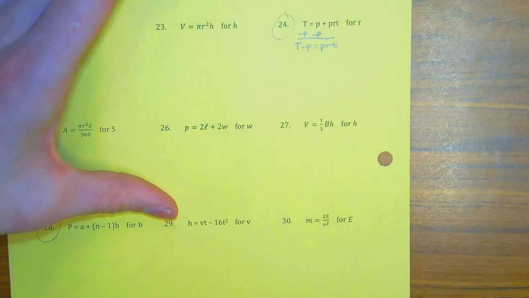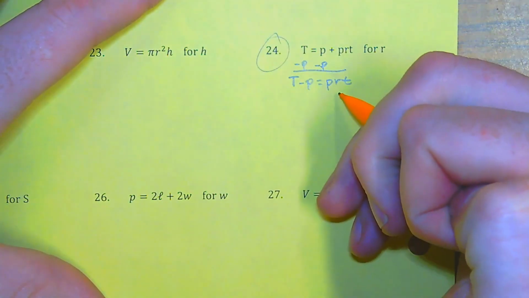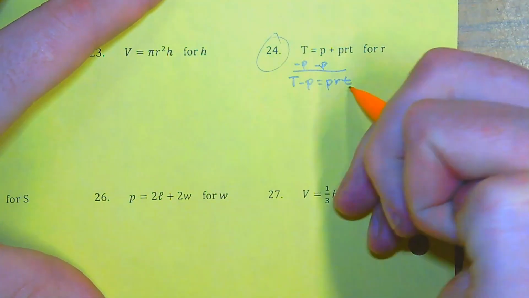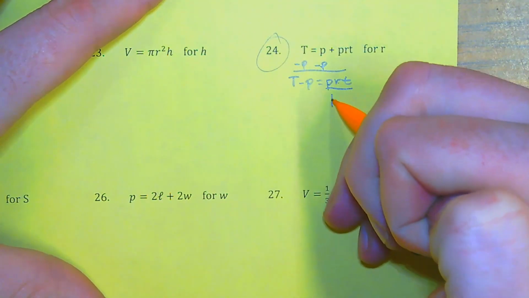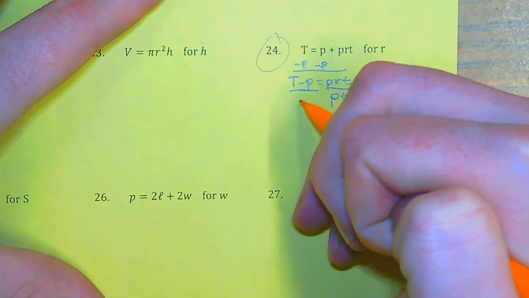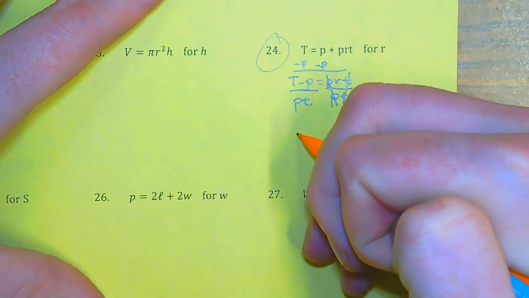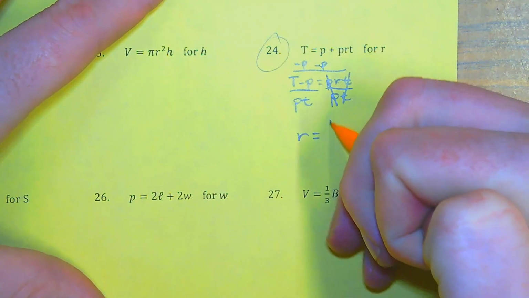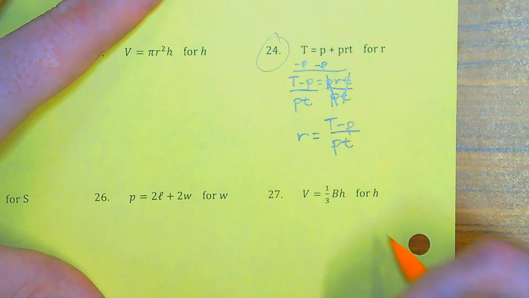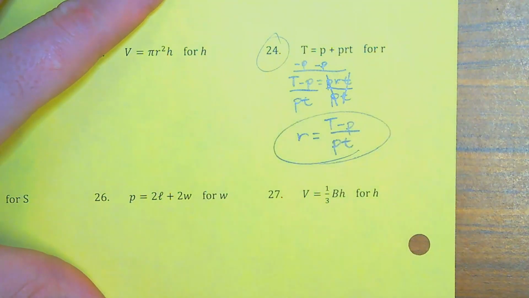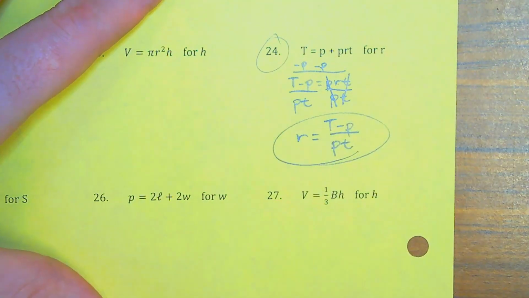Let me zoom in just a tad bit more. From there, we're looking for our r. The P and the T are in the way, and it's P times r and r times T. So all we're going to do is divide by PT on both sides. The P's cancel, the T's cancel, and that leaves us with r equals T minus P over PT. I should be careful, that's capital T and lowercase t, just to differentiate.